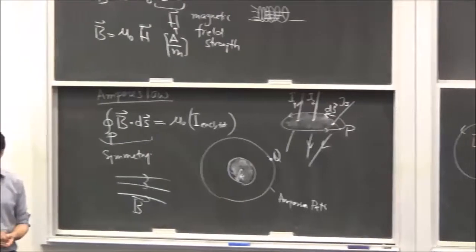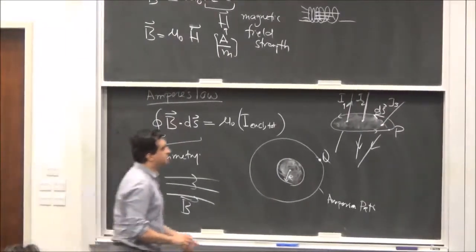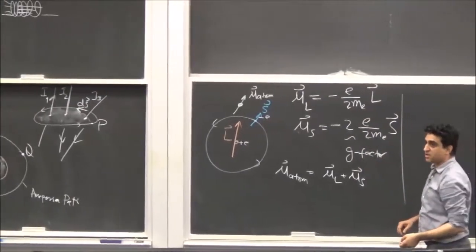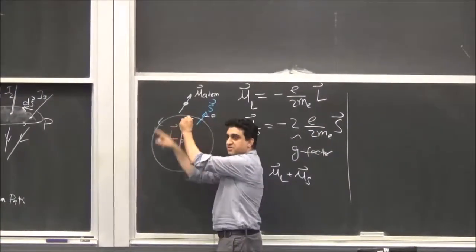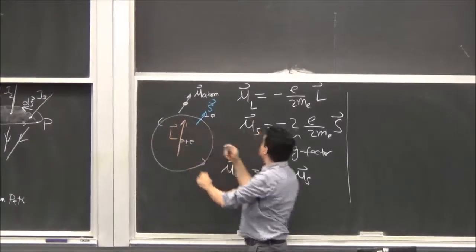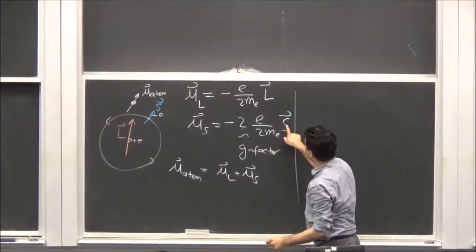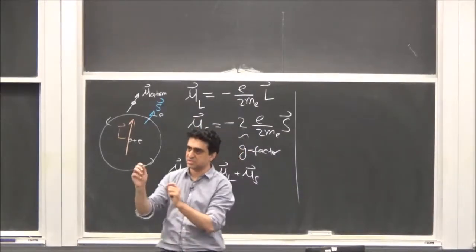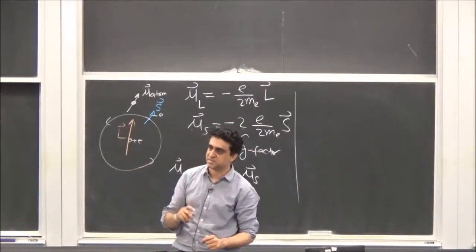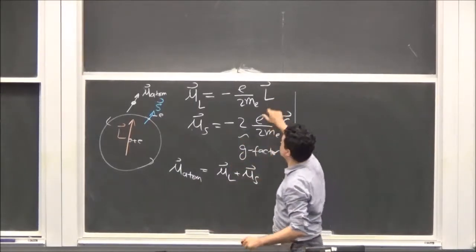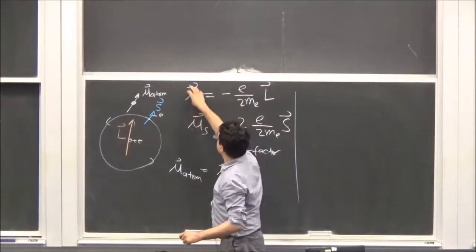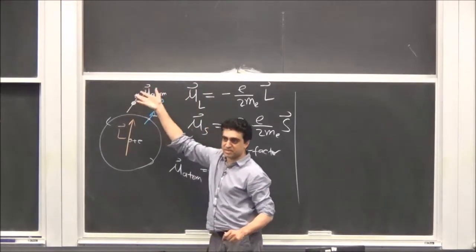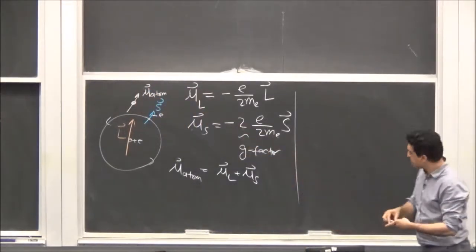What is mu L? Mu L is the magnetic moment due to the orbital motion. So the orbital motion is this motion. And then you have the spin motion, so that's the spin magnet. The orbital magnetic moment and the spin magnetic moment are the two magnets we have within the same atom. If you combine both those dipoles, then you get a net dipole magnetic moment, which is the magnetic moment of the whole atom.